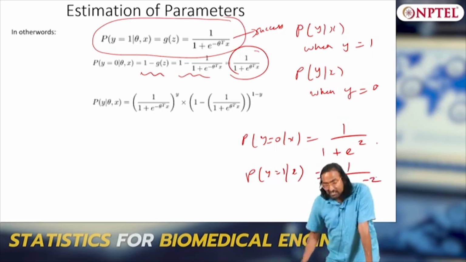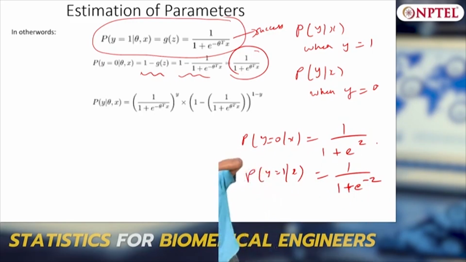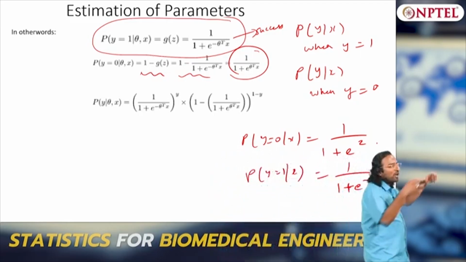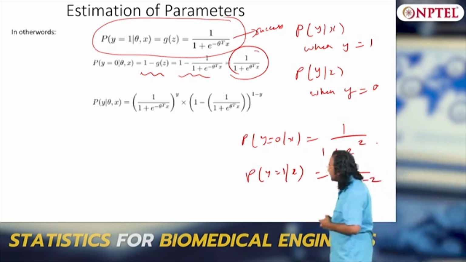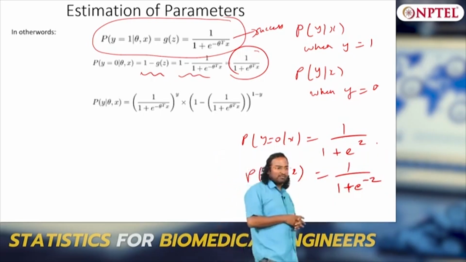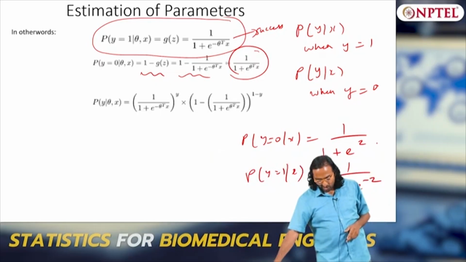Now the question is, how do I put them together? You have two objectives or two functions, one for success, another for failure. How do I combine them together is the question. There is an intelligent way to combine them. So this is what I have.